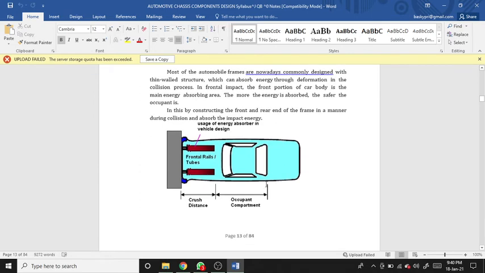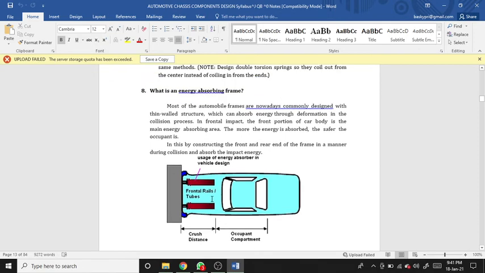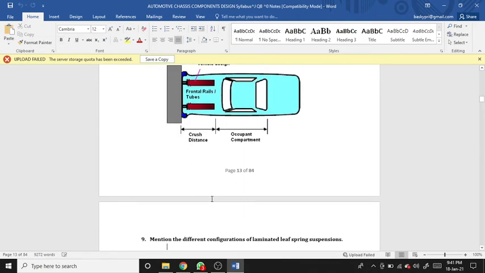In that we can divide it into two major categories: one is the crash distance, another one is the occupant compartment. In order to protect the occupant compartment, we focus on the crash distance, how much distance we need to provide. For that we should maintain the energy absorbing frame. If you provide the energy absorbing frame, we can minimize the impact to the occupant compartment.